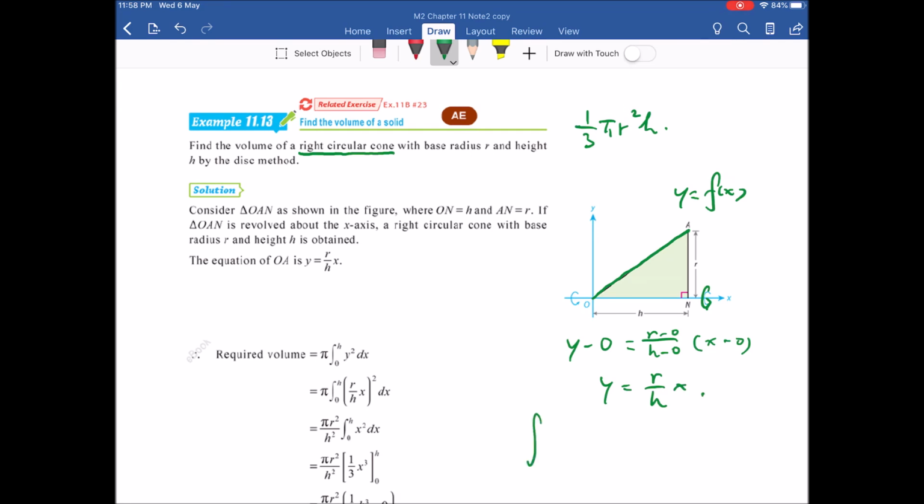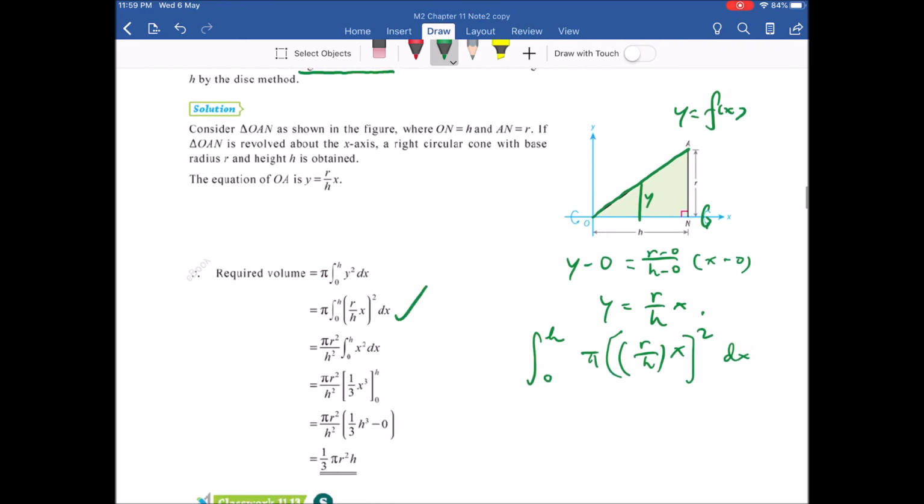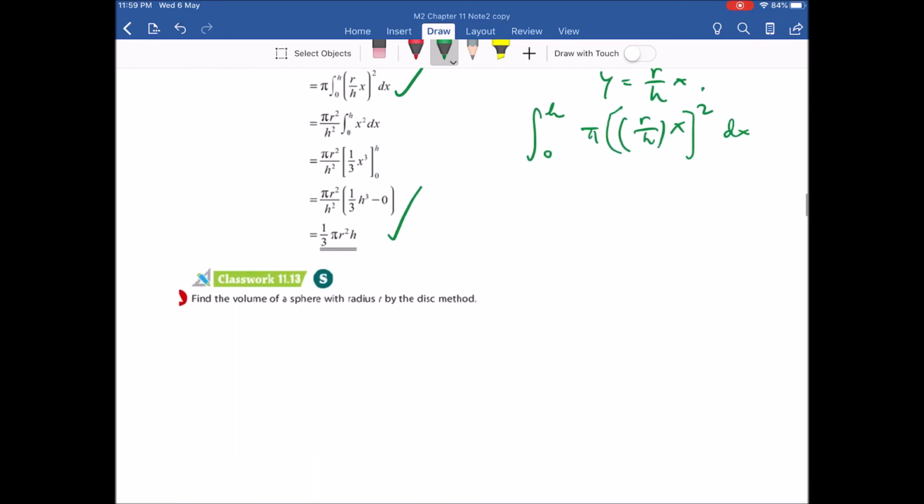And then what you're going to do is integrate from 0 to h, dx, the height is y, pi y squared. So exactly this one, and then you will get this answer. That proves 1 over 3 pi r squared h.